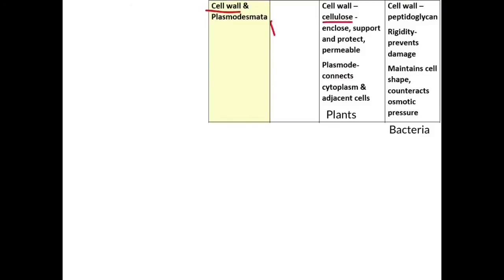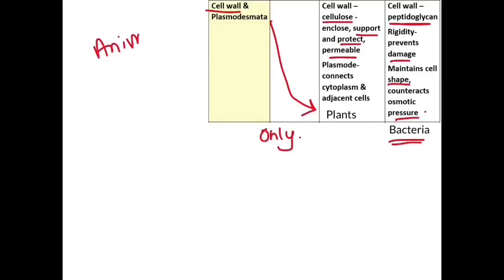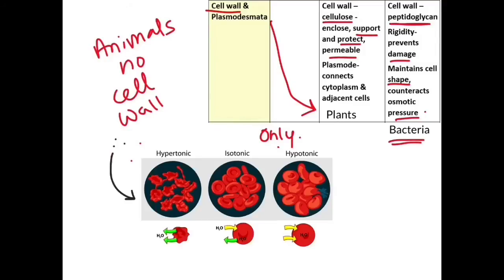Next, the cell wall, which is found in plants and bacteria. And plasmid are found only in plants which acts as a connective medium. Bacterial cell wall is made of peptidoglycan and plant cell wall are made of cellulose. Overall, cell walls function to support, enclose and protect the cell. It's also permeable to all materials. It prevents damage because of its rigidity and counteracts osmotic pressure.